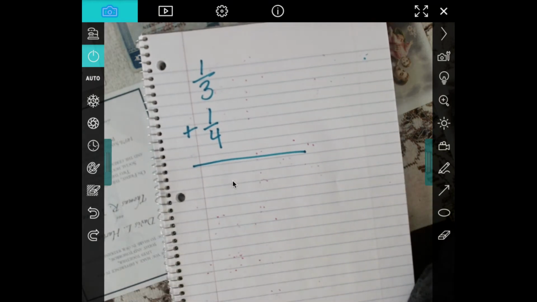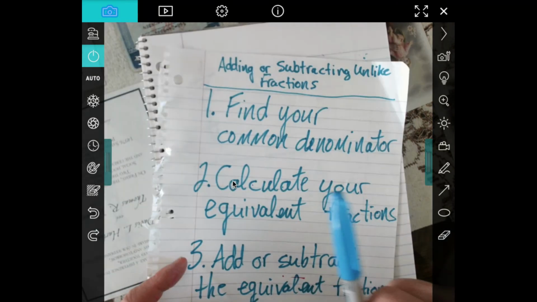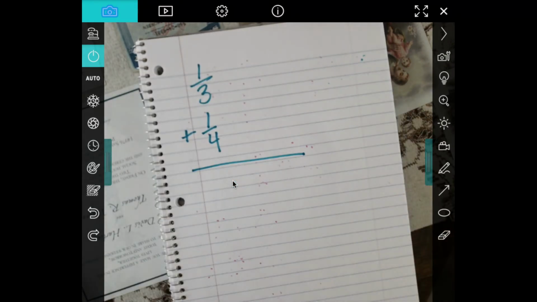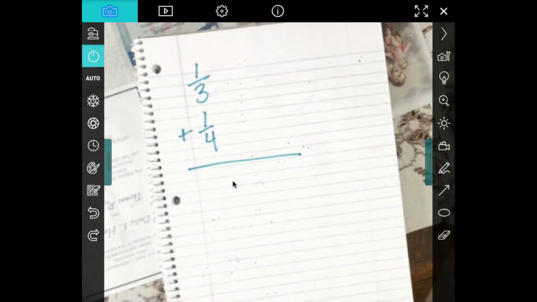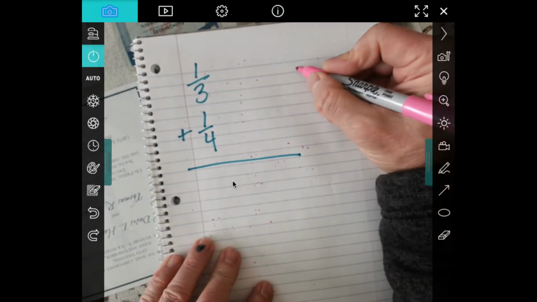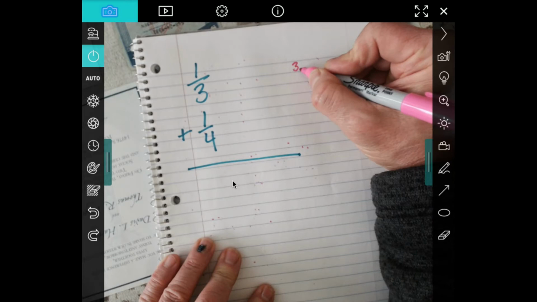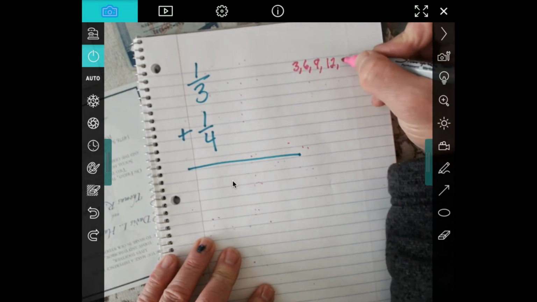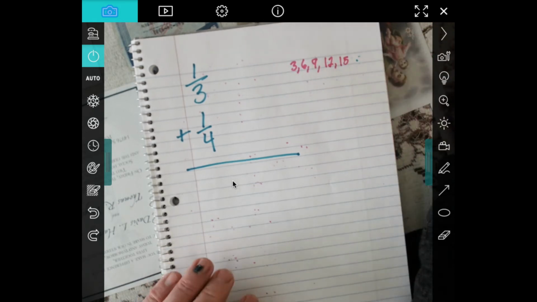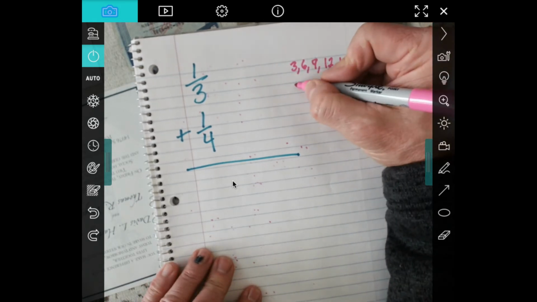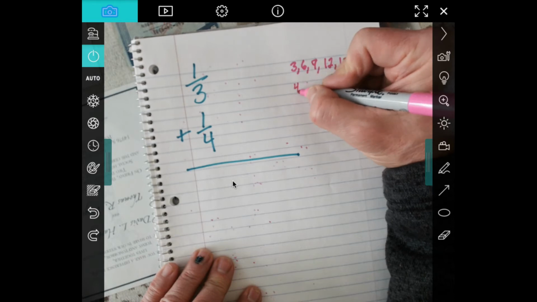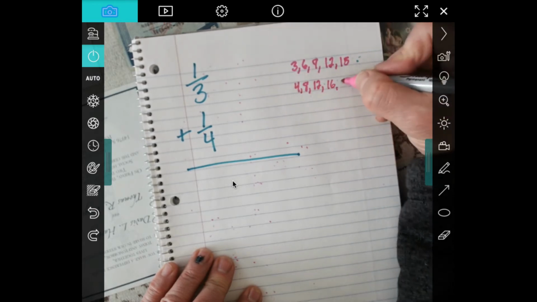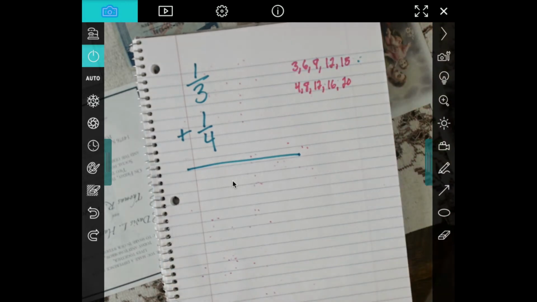So now remember, the first thing we have to do is find your common denominator. If we take a look at our multiplication chart, we see the multiples of 3 are 3, 6, 9, 12, 15, and they continue on. And then the multiples of 4 are 4, 8, 12, 16, 20, and they continue on also.